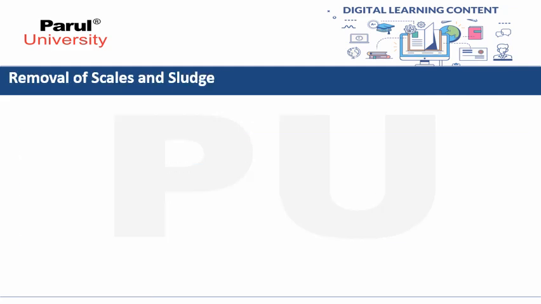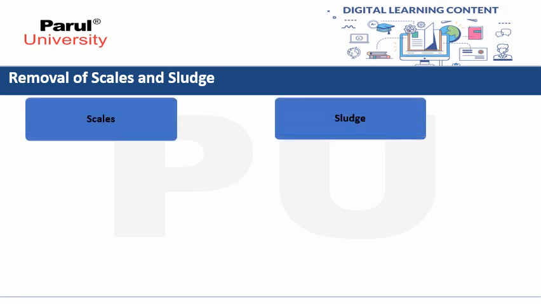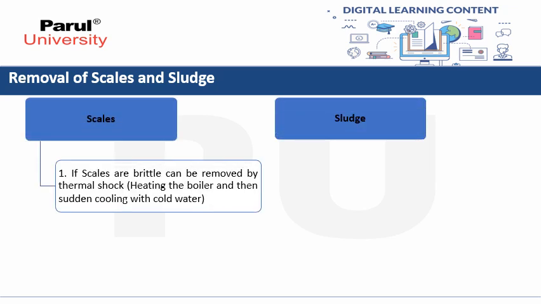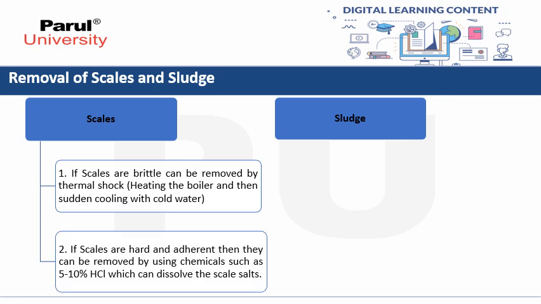Removal of scales and sludge. Scales, if they are brittle, can be removed by thermal shock, that is, by heating the boiler and then sudden cooling with cold water. If the scales are hard and adherent, then they can be removed by using chemicals such as 5 to 10% hydrochloric acid, which can dissolve the scale salts.